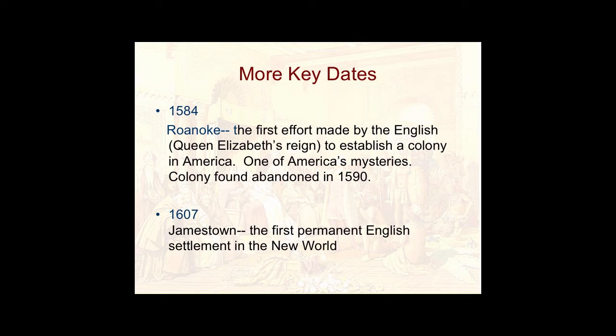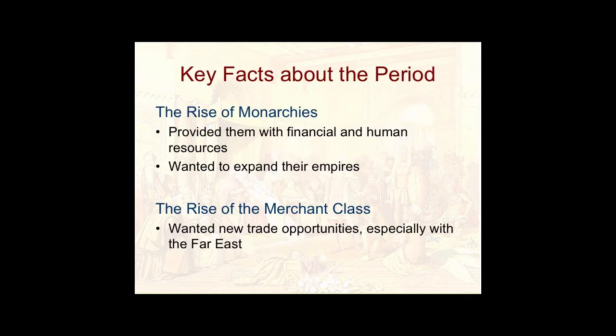So be familiar with what Roanoke was, and certainly that Jamestown was founded in 1607 and most associated with Captain John Smith. Okay, some key facts about the period. Listen, so much of these expeditions and these adventurers and explorers, so much of this activity took place during this historic era known as the Renaissance, right?